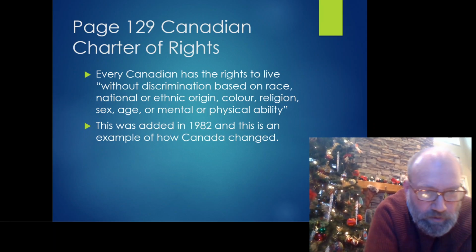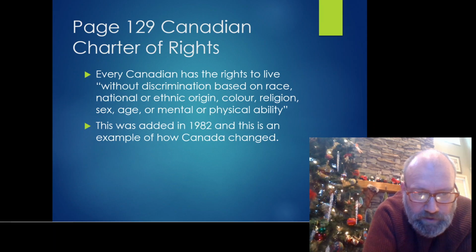Okay, so another question the student asked is, what do we need to know about the Canadian Charter of Rights? Every Canadian has the right to live without discrimination based on race, national or ethnic origin, color, religion, sex, age, mental or physical ability. This was added in 1982 to our Constitution, and it's an example of how Canada was changing. In particular, no discrimination based on race, nation, ethnic origin, and religion are also embedded into the definition of the crime of genocide.